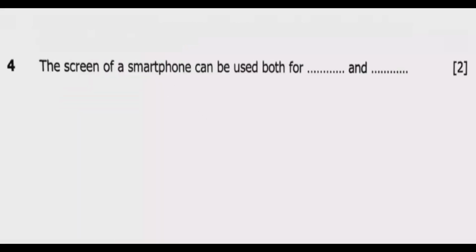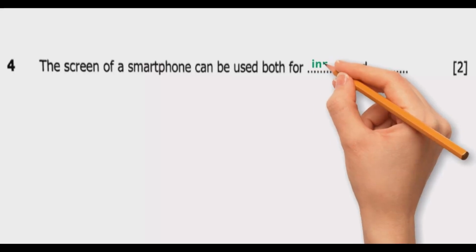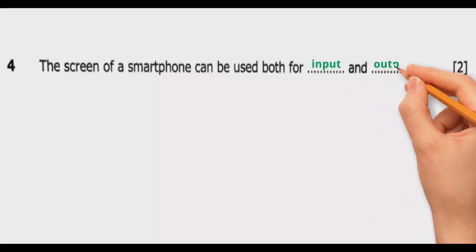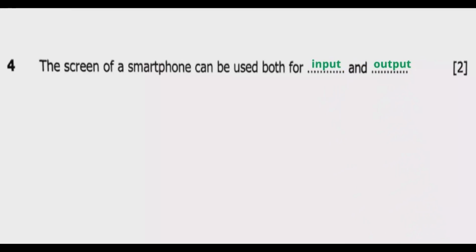The screen of a smartphone can be used both for dash and dash. So the correct answers are: the screen of a smartphone can be used both for input and output. Okay, so the screen of the smartphone can be used both for input and output.